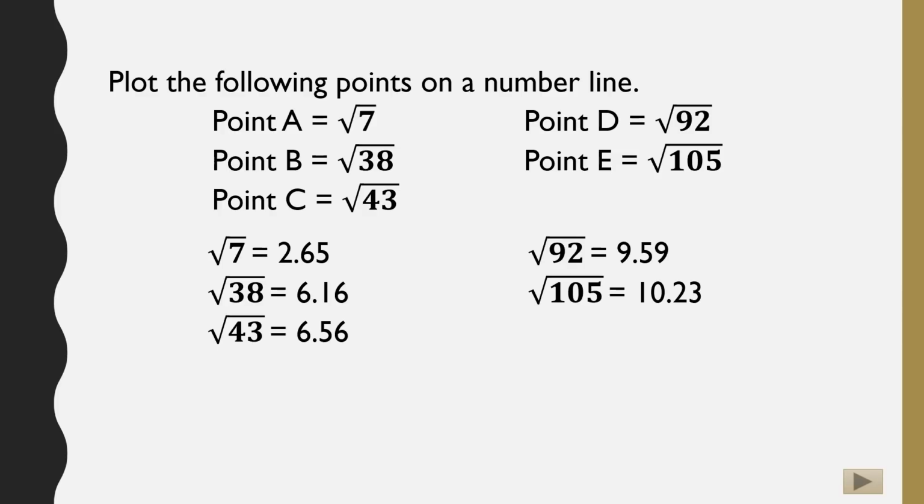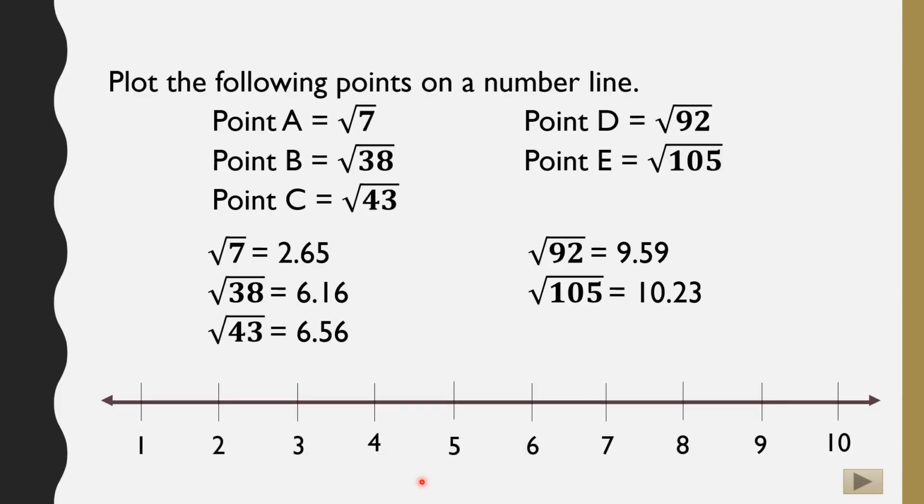So, kung mapapansin nyo, meron tayo ditong square root of 7 is equal to 2.65. So, hindi ko sinulat lahat ng value na nakita ko sa calculator. Sinulat ko lang yung nasa nearest hundredths. So, ito yung hundredths. 2 decimal places galing sa decimal point. Square root of 38 is equal to 6.16 and so on hanggang sa square root of 105. So, ngayon, i-plot na natin yung points ng given decimal number sa number line.